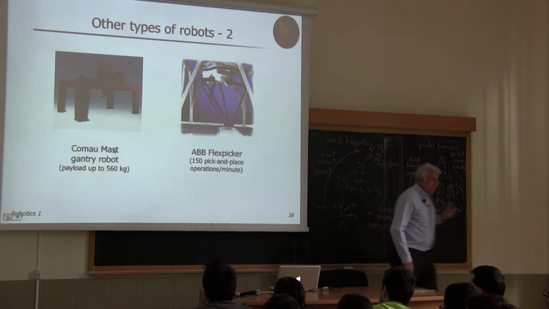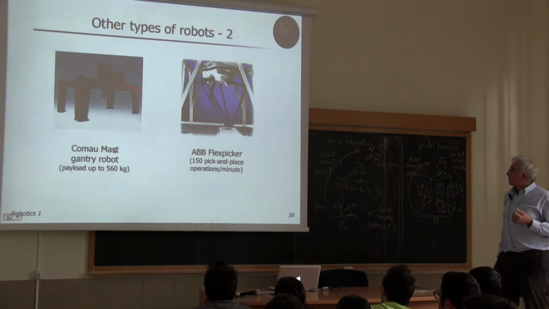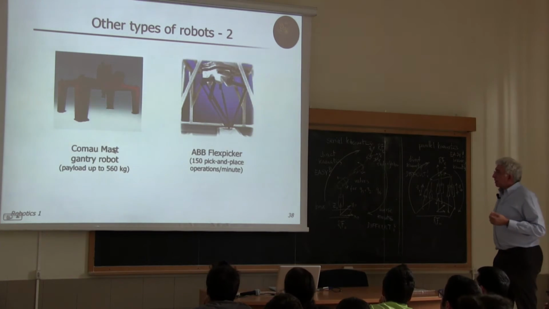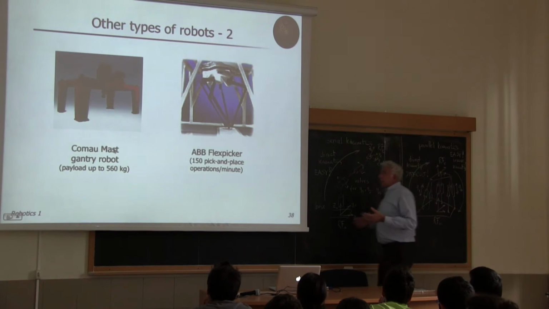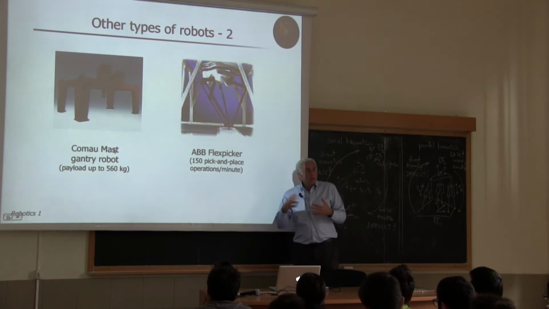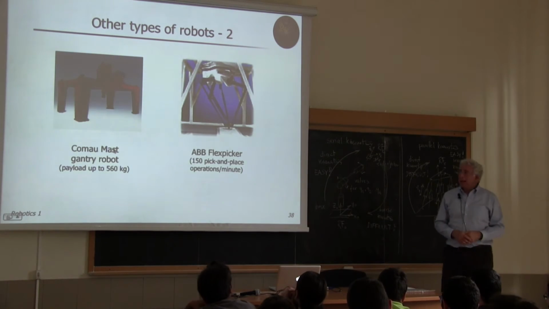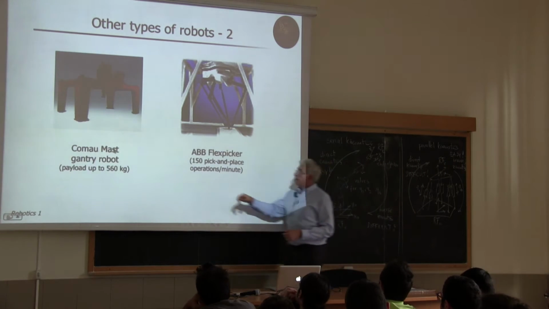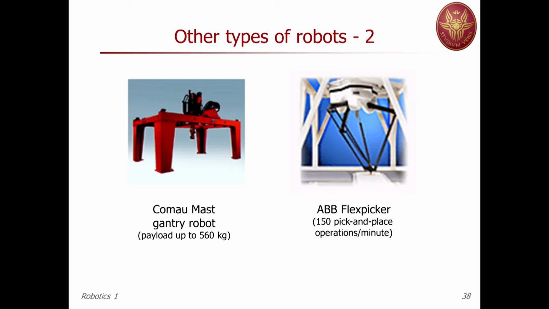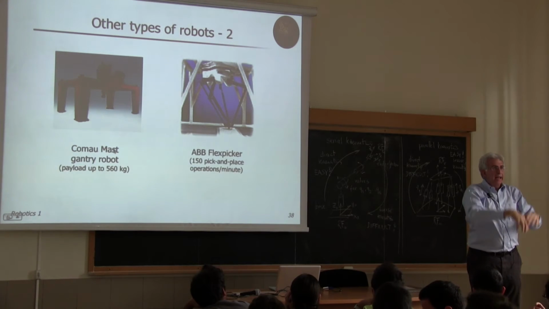Now, there are other types of manipulators, and one should be able to understand if they belong to the serial class or to the parallel kinematics class. For instance, here you have a so-called gantry robot. Now, the gantry robot is kind of a big structure, and it has mobility along the x, y, and z axis.